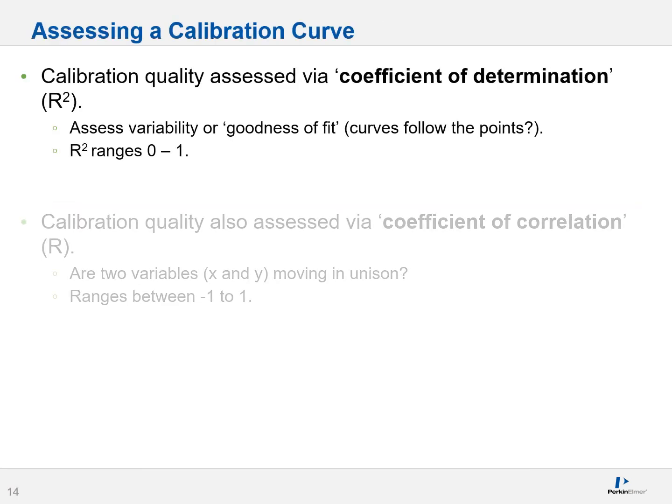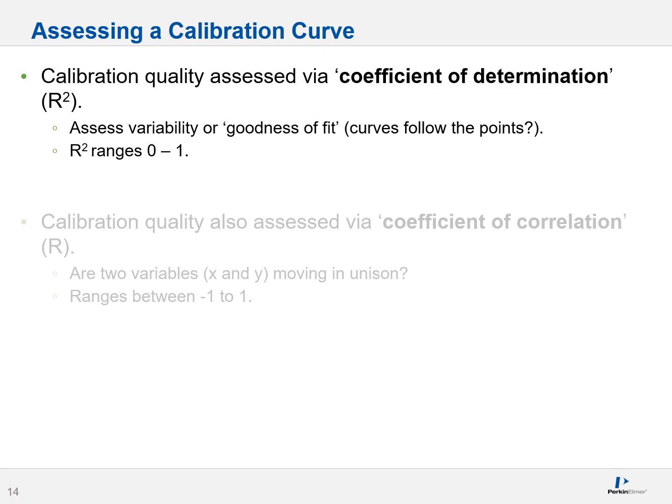With that out of the way, let's talk a bit about assessing calibration curves. Now, you may have heard of terms such as coefficient, correlation, correlation coefficient, R squared, R this, R that. These terms are quite misused. Let's talk about what they mean.